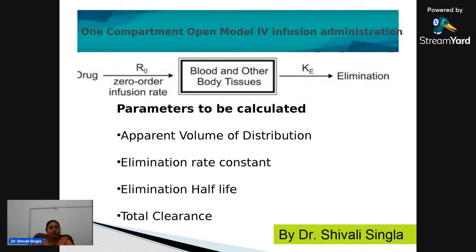Next one is one compartment open model IV infusion administration. Here the drug reaches the blood circulation but at a zero order infusion rate because the drug is continuously introduced into the bloodstream but at a fixed rate that is fixed by dripping it or by cannula. Here the parameters to be calculated are apparent volume of distribution, elimination rate constant, elimination half-life and total clearance.